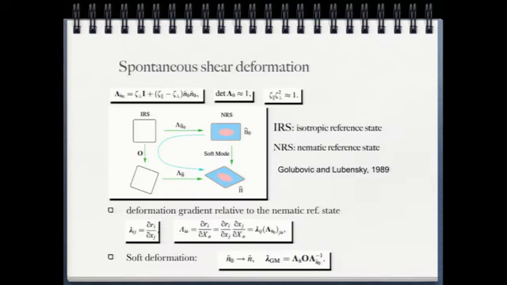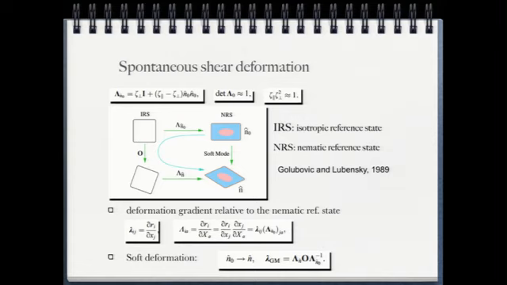So let's start with the spontaneous shear deformation. There have already been several talks on this, on nematic elastomers, so I believe you already have a rough idea of what the soft mode is. Basically, a nematic elastomer is a three-dimensional solid which spontaneously develops nematic order, even though it's a solid. So let's start from an isotropic state.